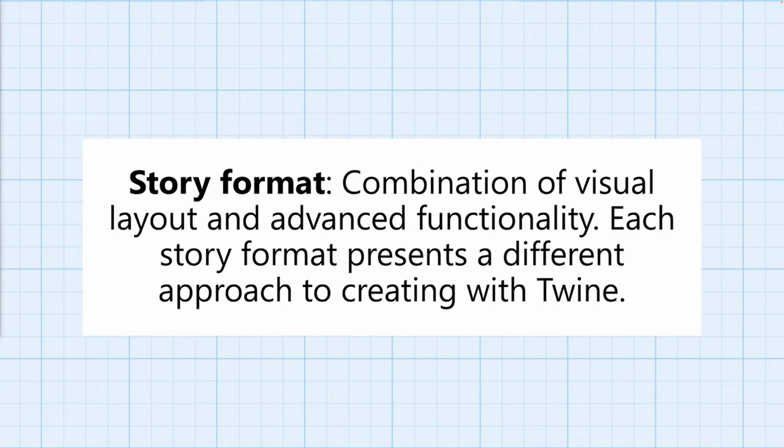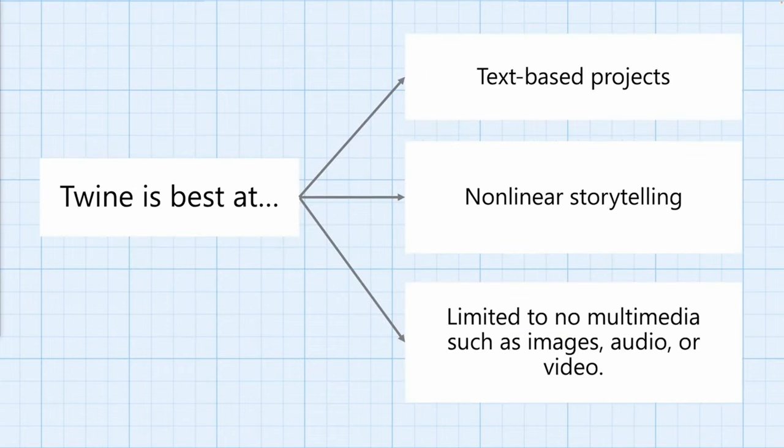So finally, what is Twine best at? It's best at text-based projects, it's best at nonlinear storytelling, and it's best at limited to no multimedia such as images, audio, or video. The homepage for Twine mentions it publishes directly to HTML, so you can post your work nearly anywhere. This is important, as Twine inherits the same issues HTML does when it comes to different works we create with it.